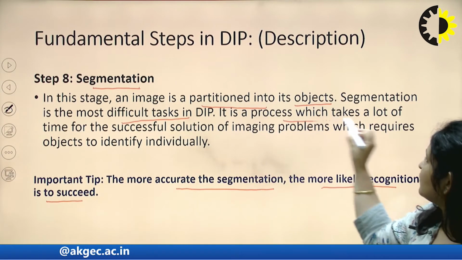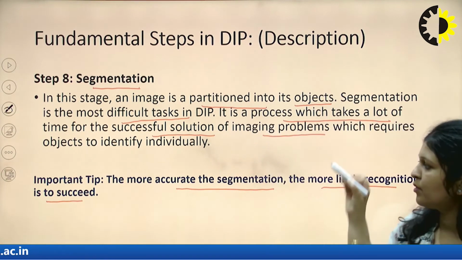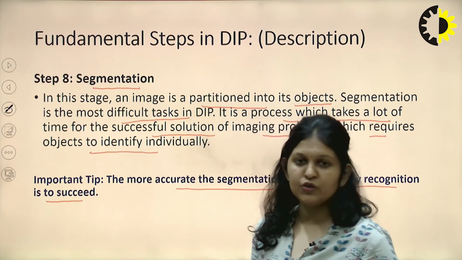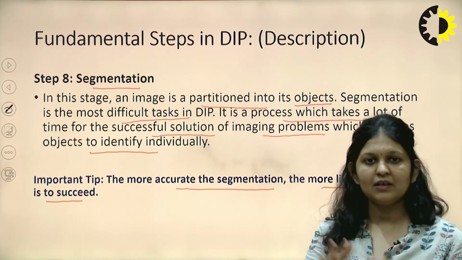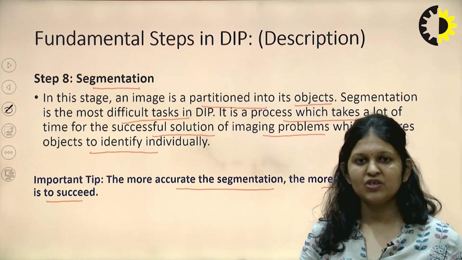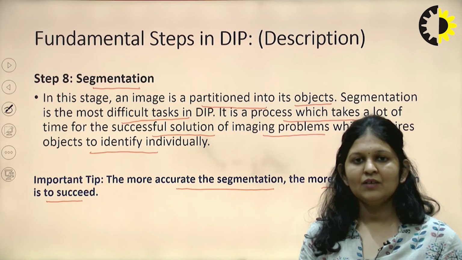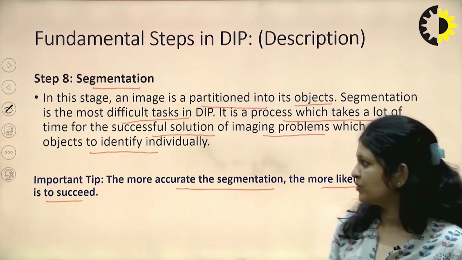It is a process which takes a lot of time for the successful solution of imaging problems, which require objects to be identified individually. So the idea is how we are able to segment the entire image into different sub-images, and extract the information in such a way that we can differentiate the different objects within the image.